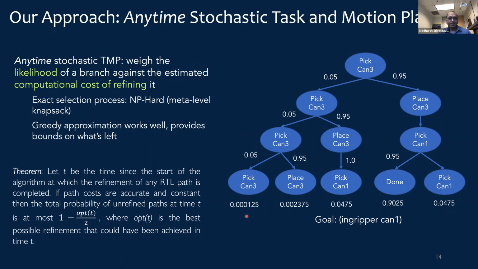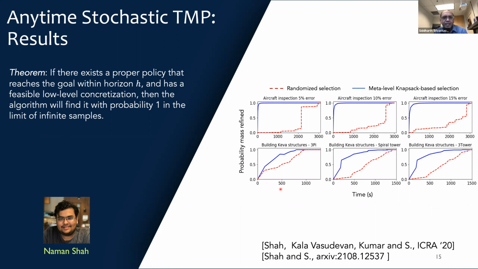What we're seeing on the x-axis is the time taken by our solver. Each plot here is a different domain, a different problem. And on the y-axis, we have the probability mass refined by the solver. You can see the blue line, which represents our approach, is quickly computing plans for a pretty high likelihood of possible outcomes. And the dotted line is what happens if you randomly pick paths from that contingent tree and compute motion plans for them.